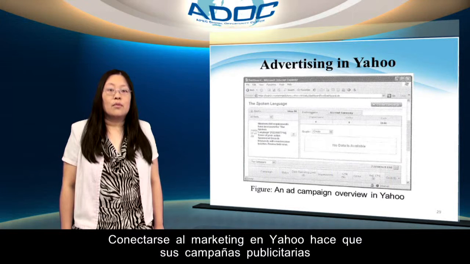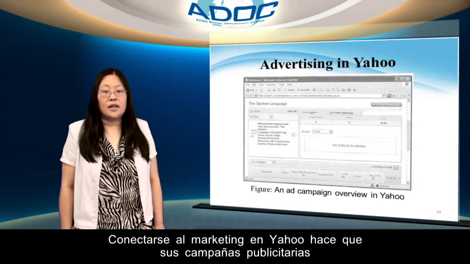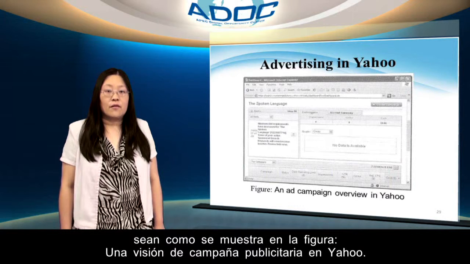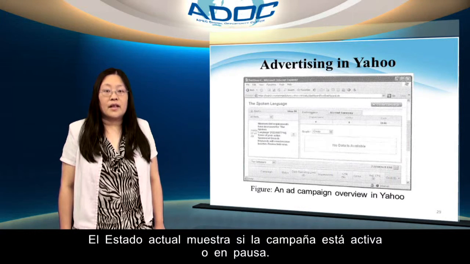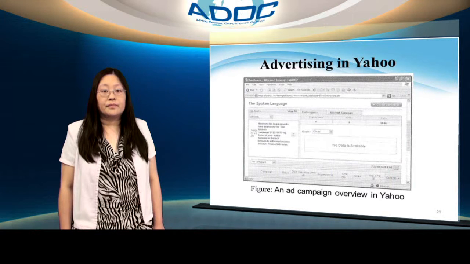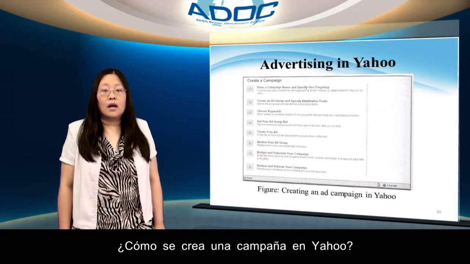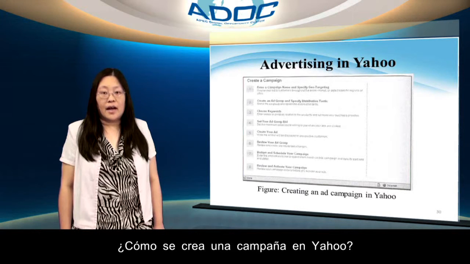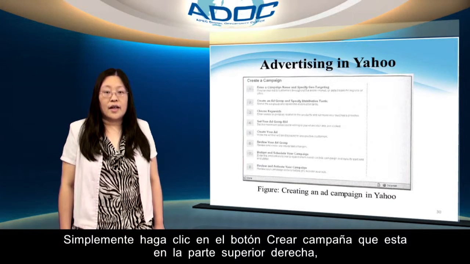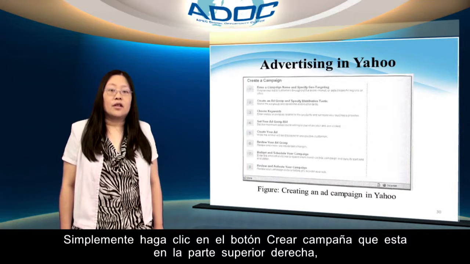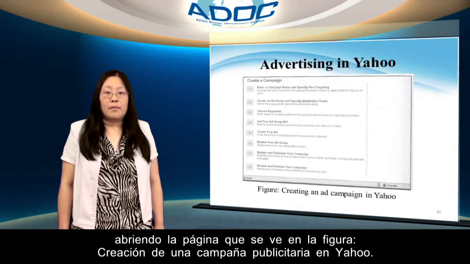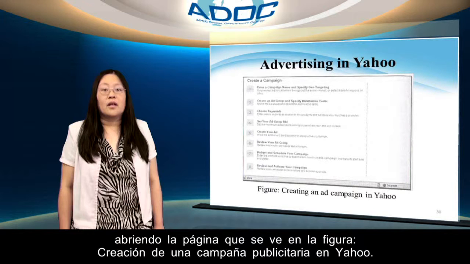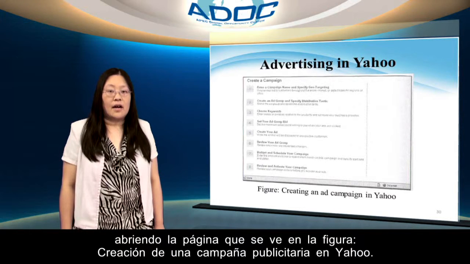Signing into Yahoo Marketing brings up your ad campaigns, as you can see in the figure. An ad campaign overview in Yahoo, showing the current status, whether the campaign is active or paused. How do you create a campaign in Yahoo? Just click the Create Campaign button at upper right in the figure, opening the page you see in the figure. Creating an ad campaign in Yahoo.